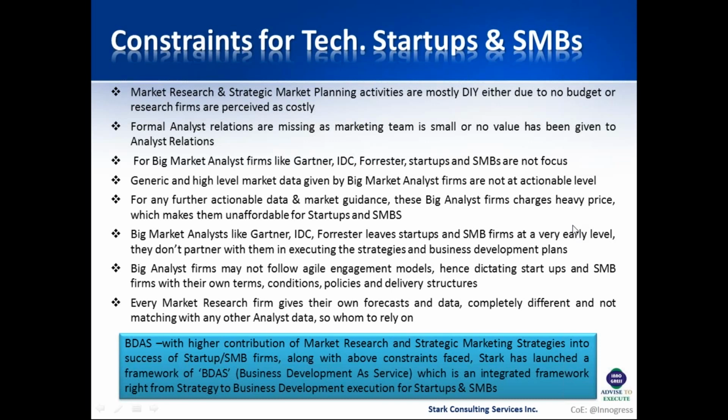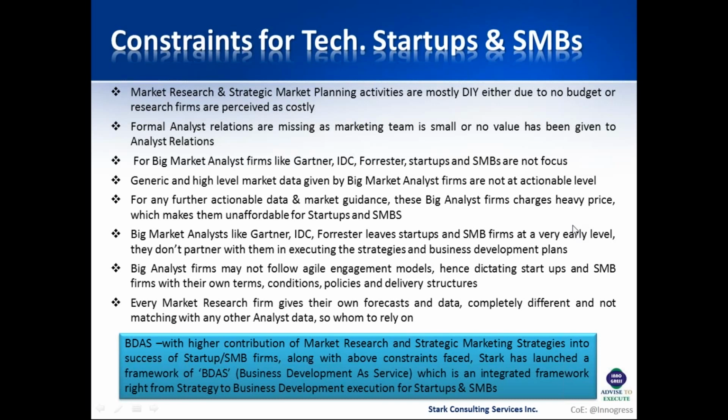So keeping these constraints and requirements of tech firms in view, we have evolved a BDAS framework, because market research and strategic marketing have a higher contribution to the success of a tech firm. BDAS stands for business development as a service.